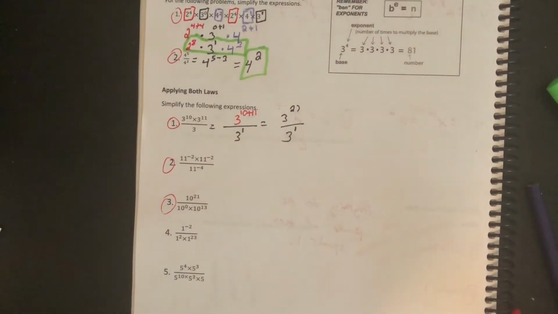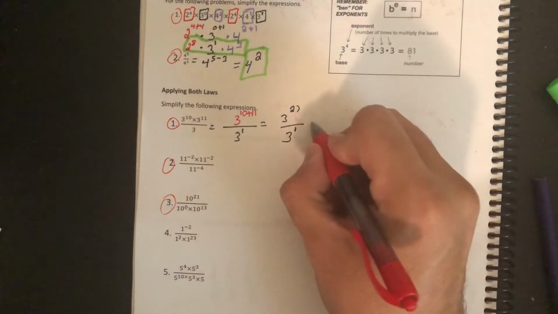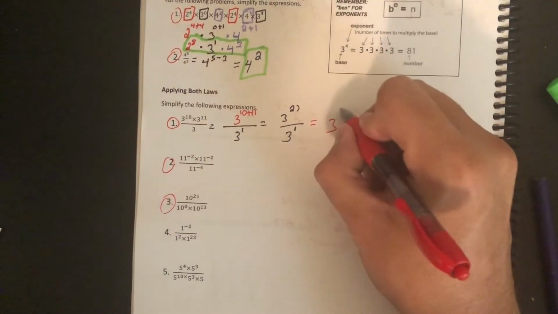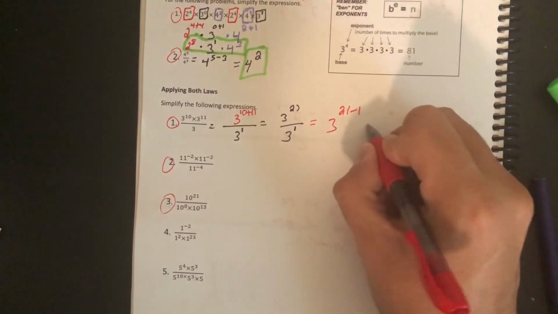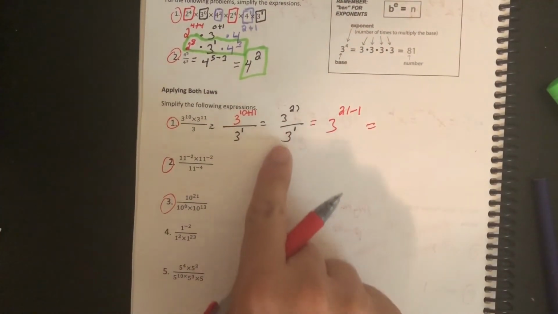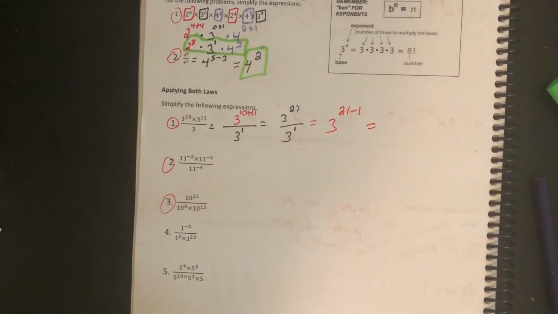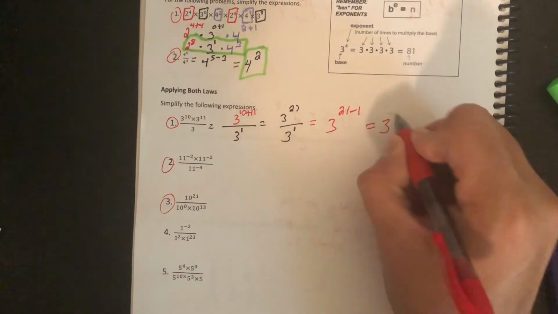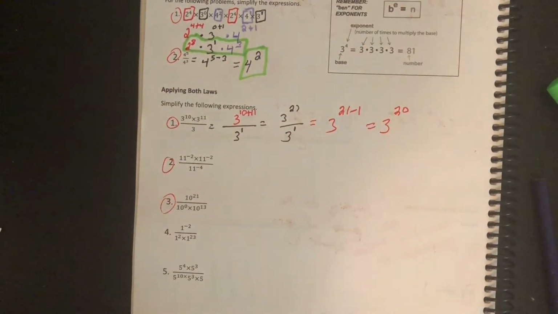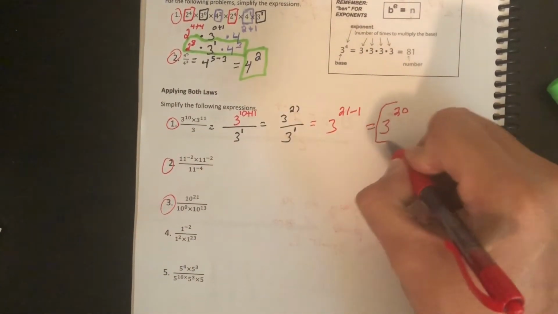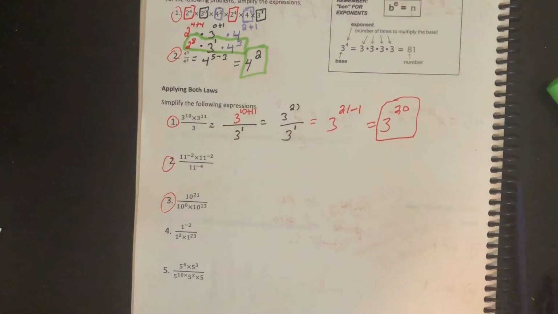Now I can do the quotient rule because I'm dividing the same base. So 3 to the power of 21 minus 1. Okay, because remember, when you divide the same bases, you subtract the exponents. So 3 to the power of 20, because 21 minus 1 is 20. And there's your final answer. Okay.